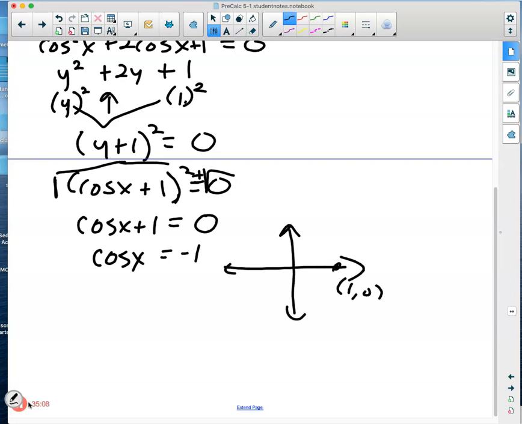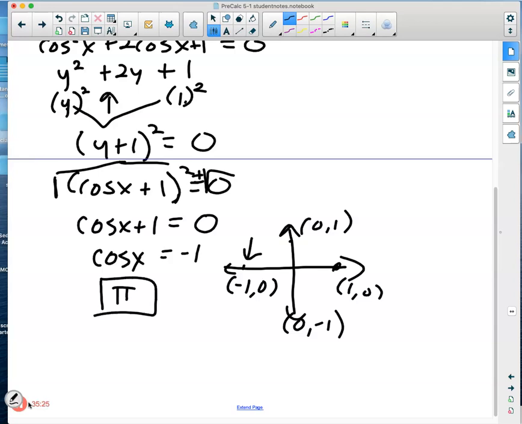So we think about where we're going to have a cosine that is -1. And remember, these ordered pairs are cosine, comma, sine, and there it is at pi. So there is our solution.